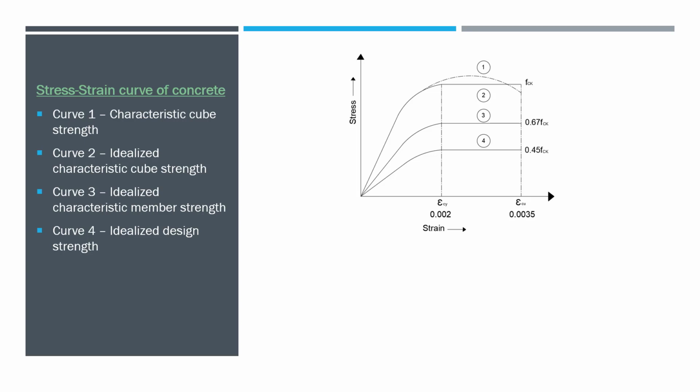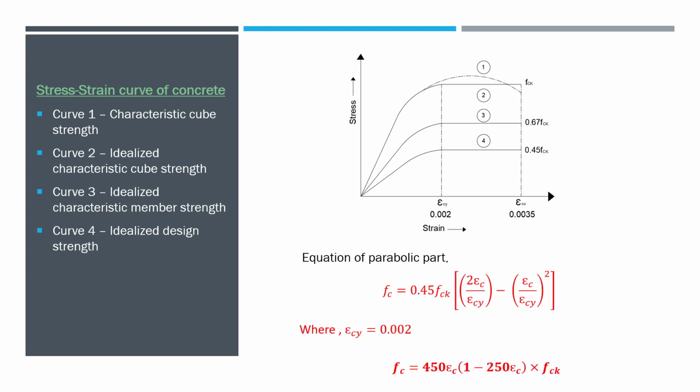Idealized curves are parabolic up to a strain of 0.002 and a straight line beyond that, with a constant value of stress up to the crushing strain of 0.0035. The equation of the parabolic part, though it is not required to be remembered, is given by the expression shown here, where epsilon cy is 0.002. Therefore, at the end, the final expression reduces to what is shown here.